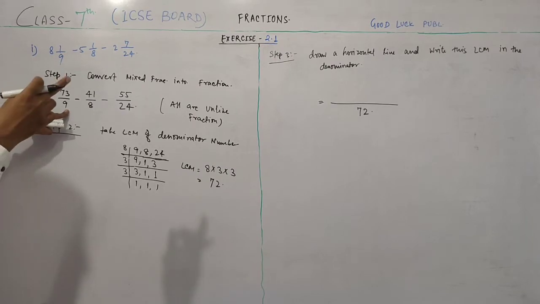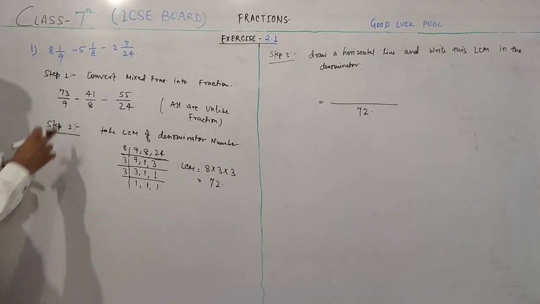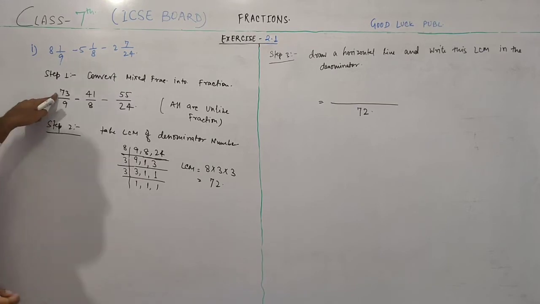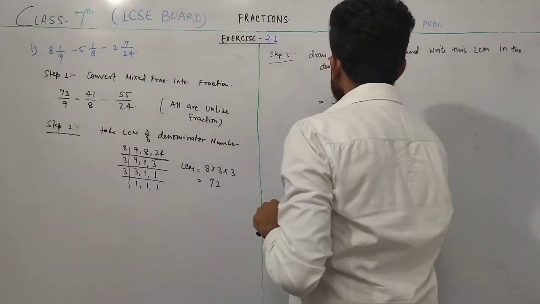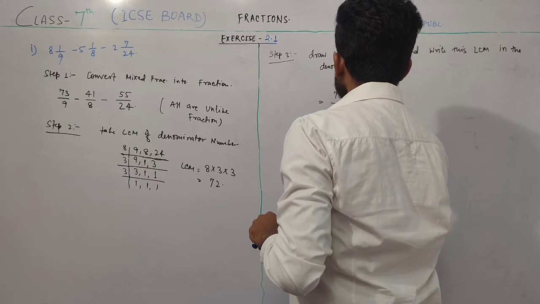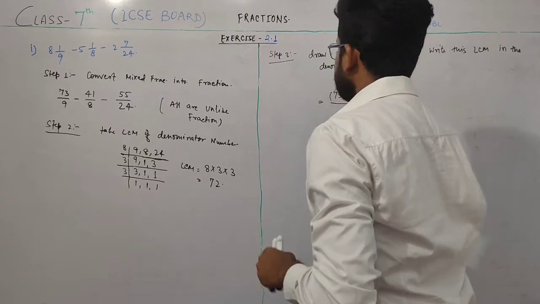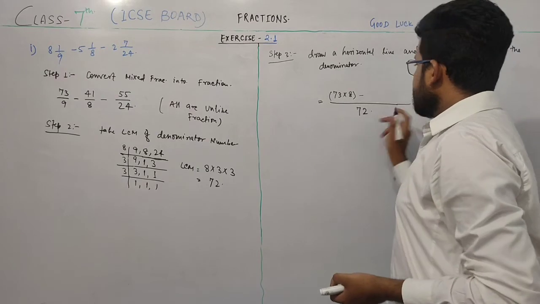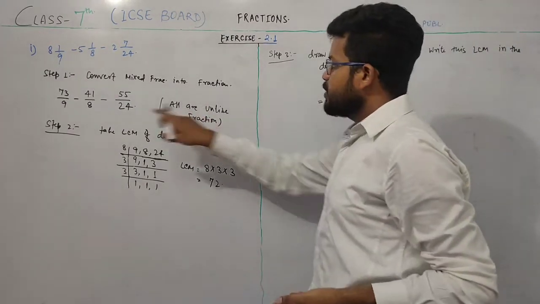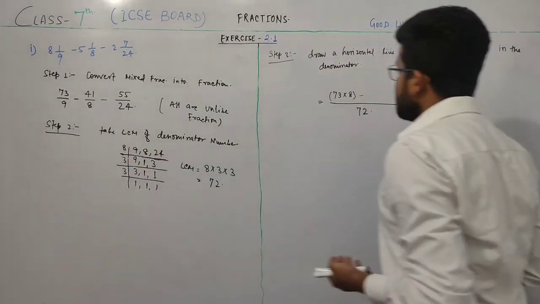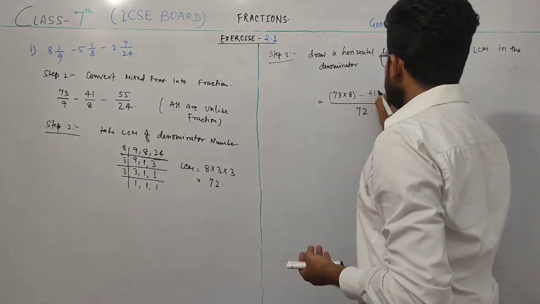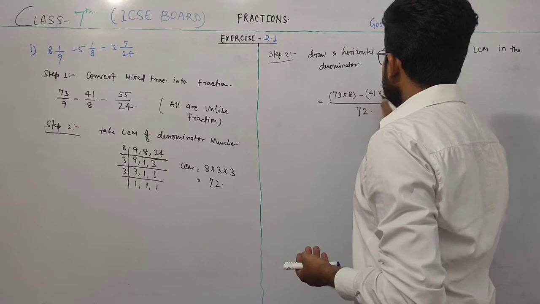Okay, so I divide 72 by 9. So 9 eights are 72. So I multiply this 8 with this 73. Now the next is again divide this 72 by 8. So 8 nines are 72. So I multiply this 9 with 41.